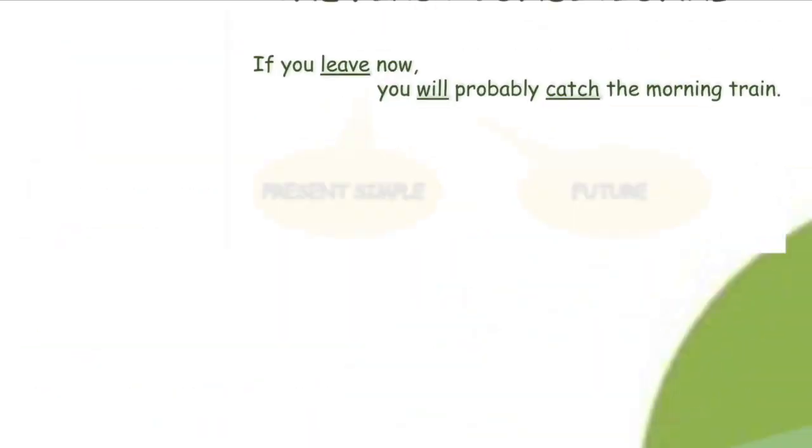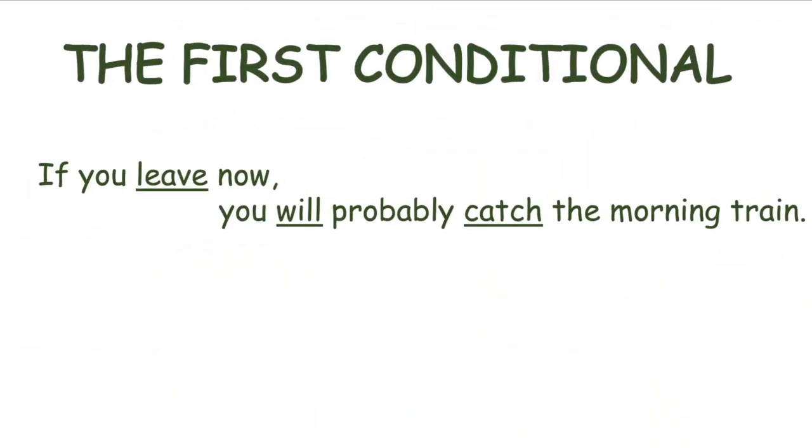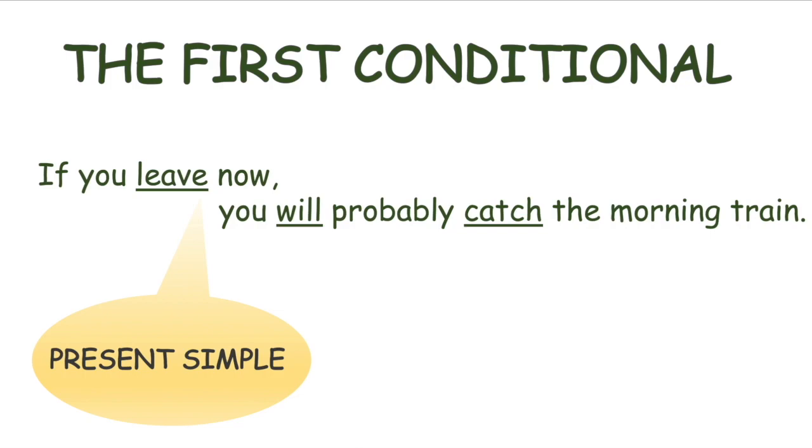Now, the first conditional, on the other hand, expresses actions that are possible, that are likely to happen in the future. For example, if you leave now, you will probably catch the morning train. So the condition is that you leave, present simple, after if, and the consequence, which is possible in the future, is that you will probably catch the morning train. So we use future there. We're not allowed to use will in the if clause after the word if, so we replace it with the present simple.